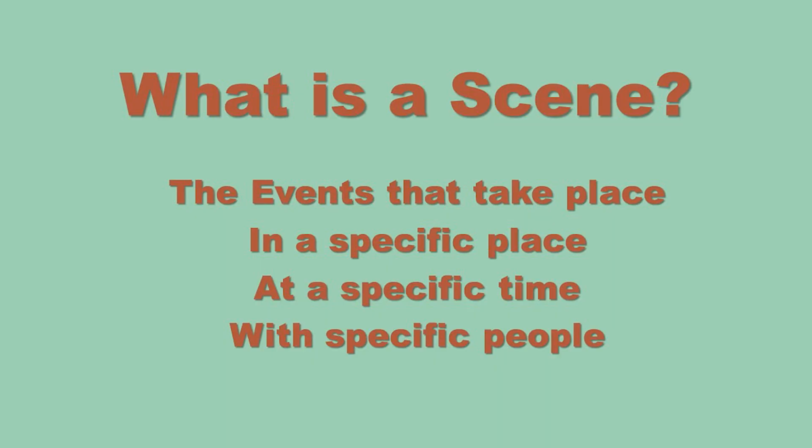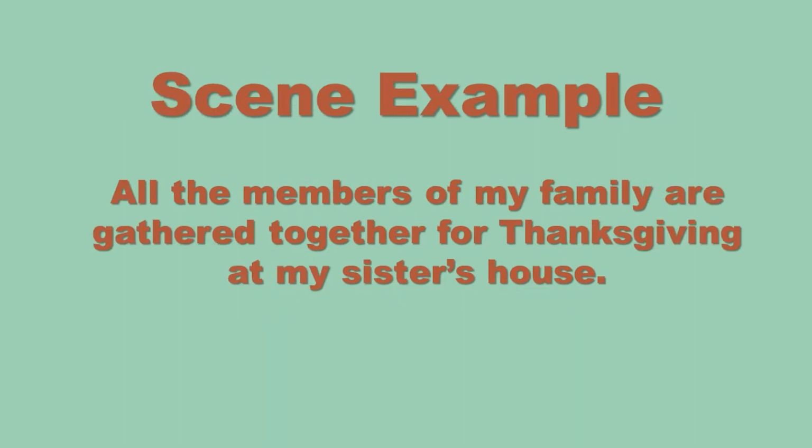A scene is an event that happens in a specific place, at a specific time, with specific people. For example, all of the people in my family gathered together at Thanksgiving at my sister's house. For the purpose of writing a memoir, what happened during that Thanksgiving is considered a scene.